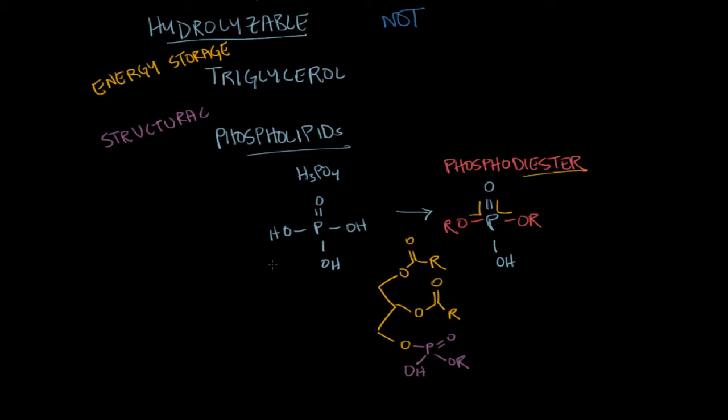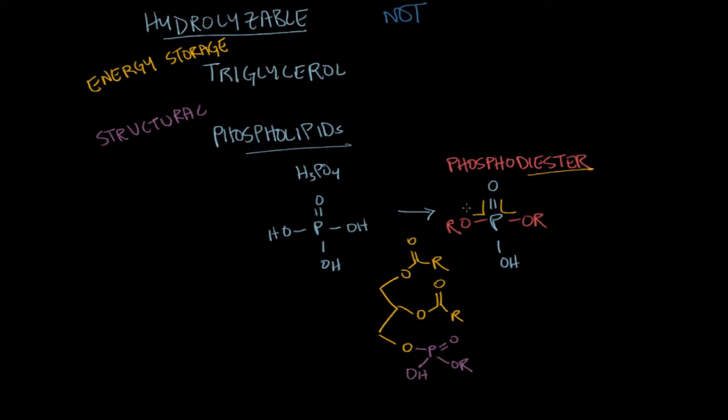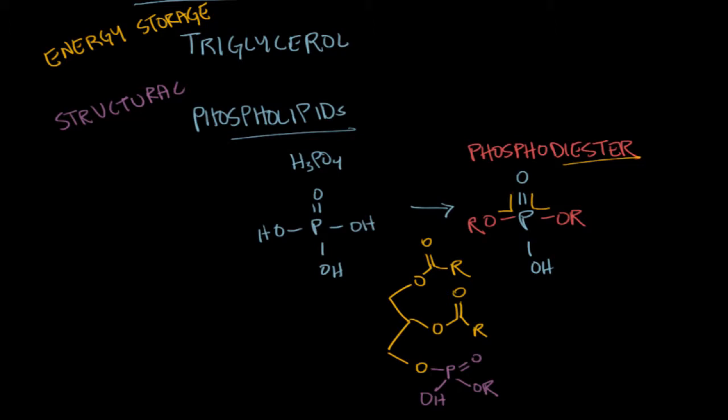And in our bodies, not to confuse you too much, but with phosphodiesters at a pH in our body of around 7.4, this hydrogen right here is actually usually deprotonated, so usually carries a negative charge on this oxygen. So we wouldn't have an H right here, and instead we'd have a negative charge. So this right here is a phospholipid.